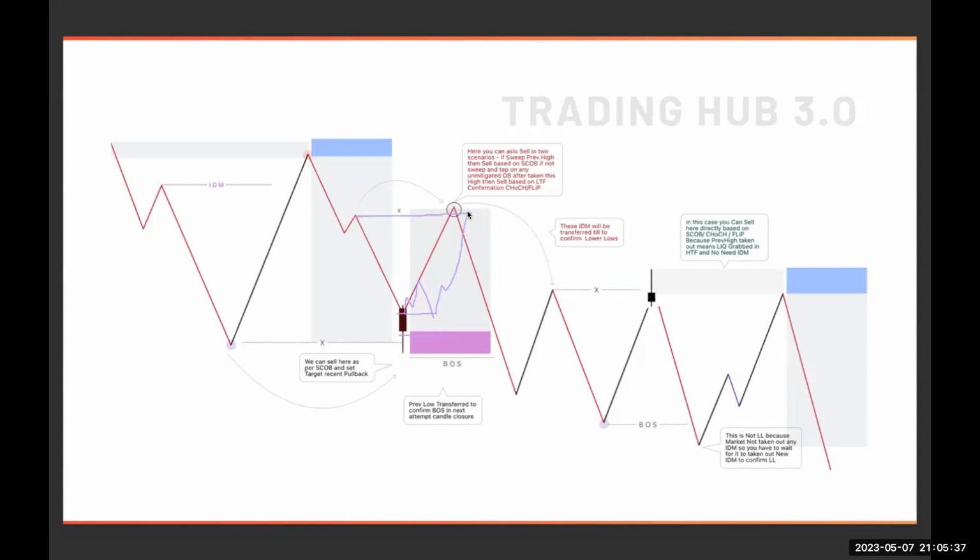The main thing is you have to wait for the inducement to be taken out in a bearish market, taking out the high, and then sell. This is a high probability entry for the sell compared to this one. And this is a 50% probability entry for the buy.